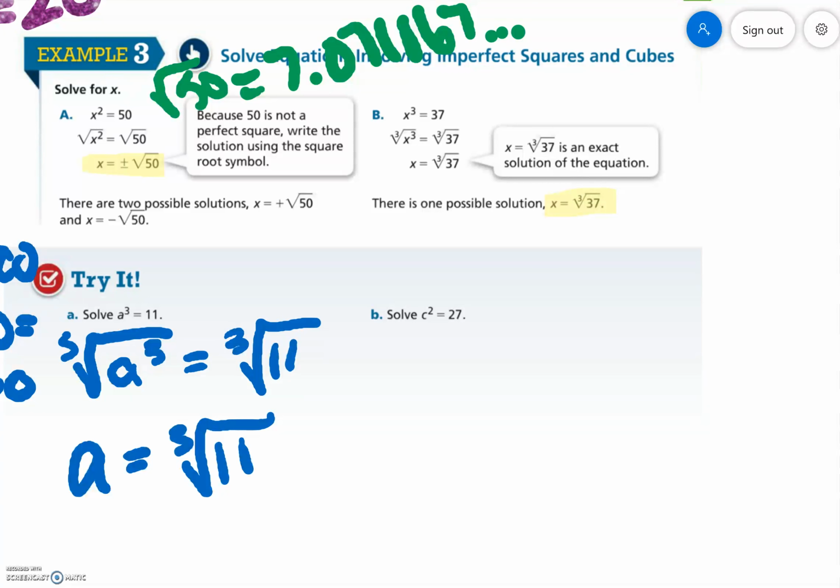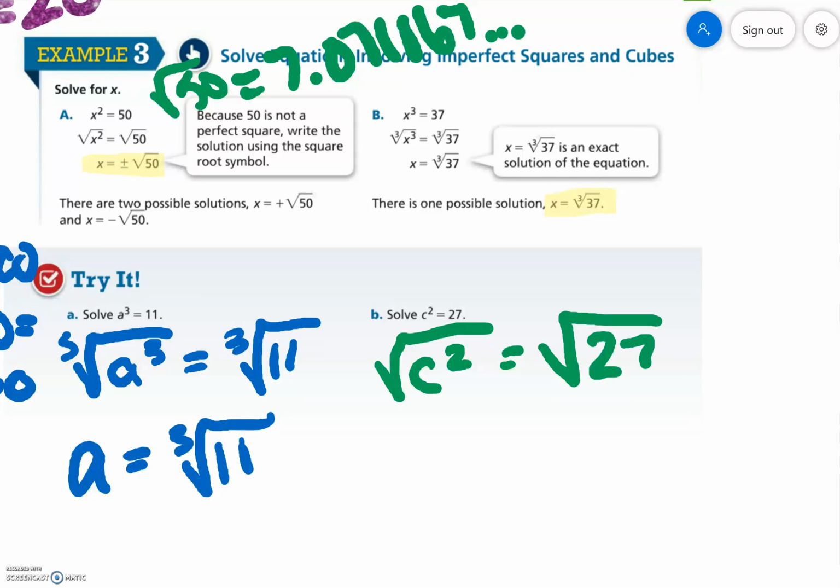C squared equals 27. So it's squared. We want to take the square root. Whatever you do to one side, you have to do the other. 27 is not a perfect square. So we just leave it as C equals. Now remember, whenever you take the square root, it is the positive and negative square root of 27.